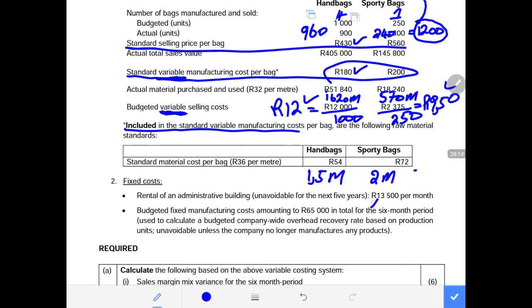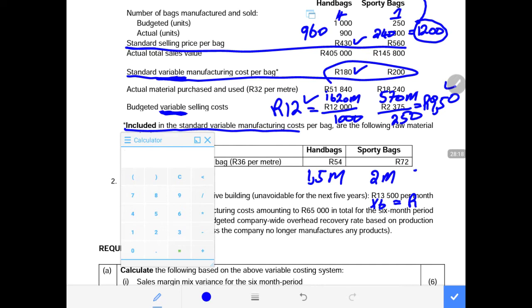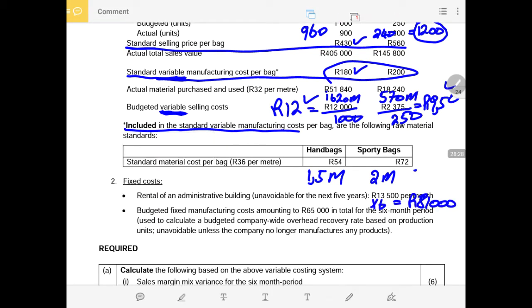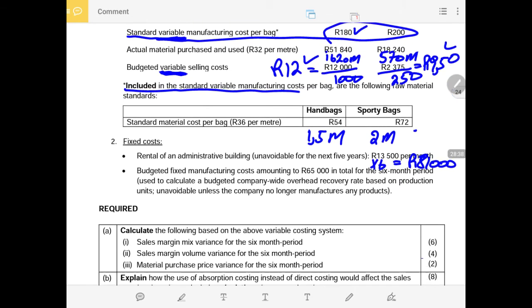However, we need to multiply this by 6 because we are provided to do our calculation for a period of 6 months. Then that will be 13,500. We multiply this by 6, it gives us 81,000 rands. That is what will be the rental fixed cost in total for a 6-month period. With that information, we can now go and delve straight to what is required.